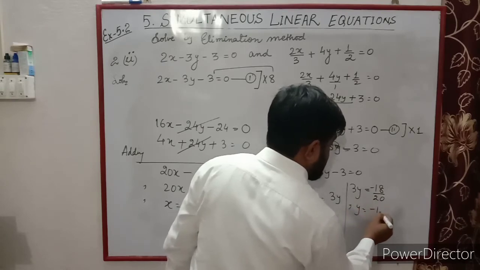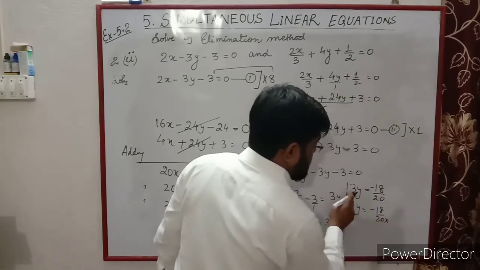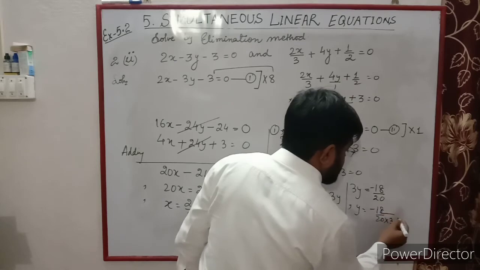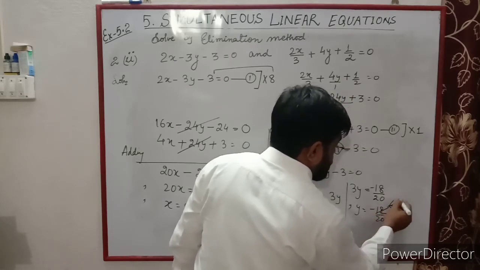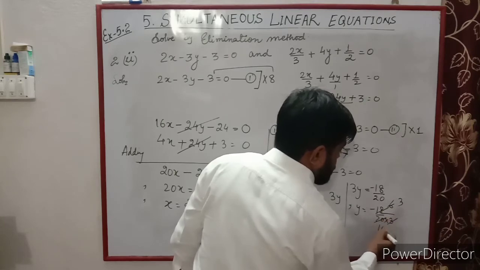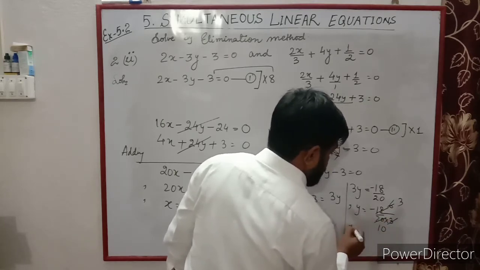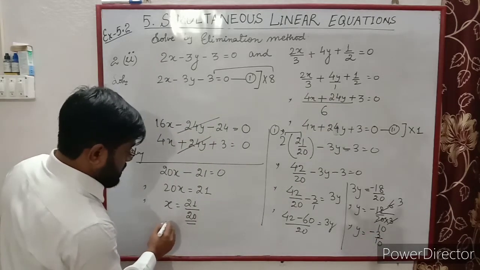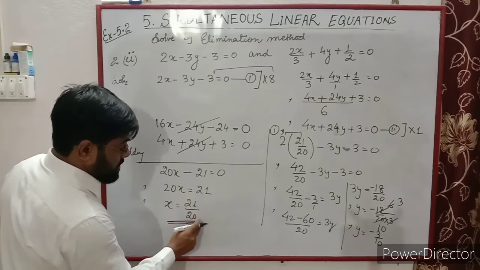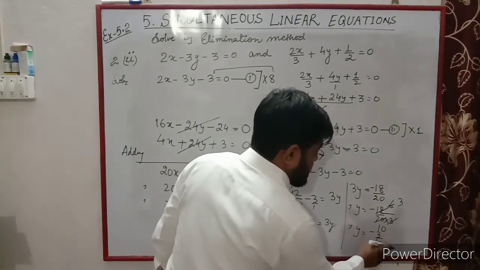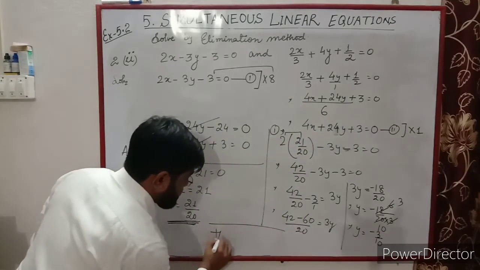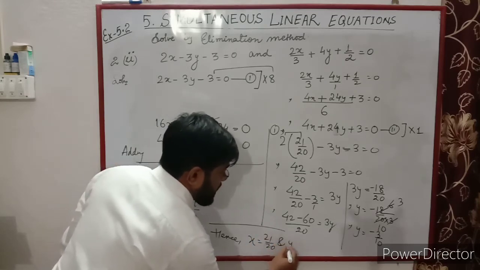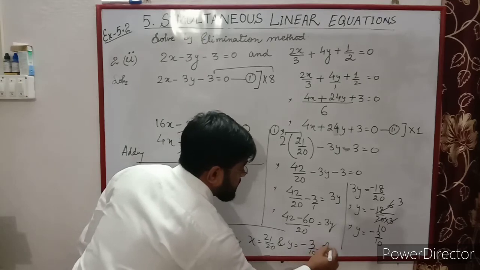Now y is equal to minus 18 by 20, where 20 is multiplied by 3 is multiplied by y. So go that side, it becomes division. So 3 6s are 18, now 2 3s are 6 and 2 10s are 20. So y is equal to minus 3 by 10. So the solution is x is equal to 21 by 20 and y is equal to minus 3 by 10. So hence x is equal to 21 by 20 and y is equal to minus 3 by 10. That is the answer.